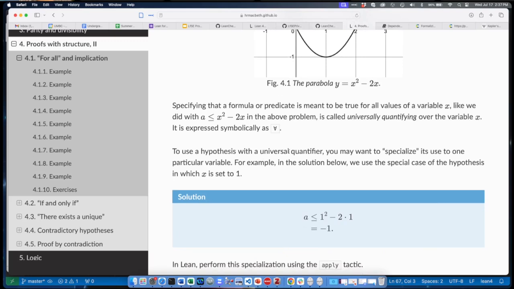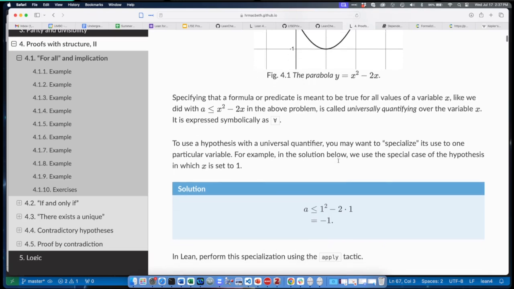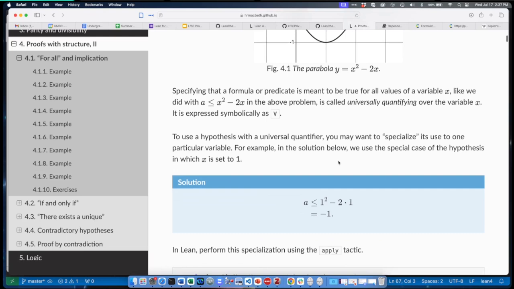So I'm assuming that this is true in all cases. I'm not proving that this is true in all cases. It's not in the goal state, it's in the assumption state. This is a little bit different. And so the strategy to write these kinds of proofs when it's in the assumption is to specialize its use to one particular variable. Or this is one strategy.